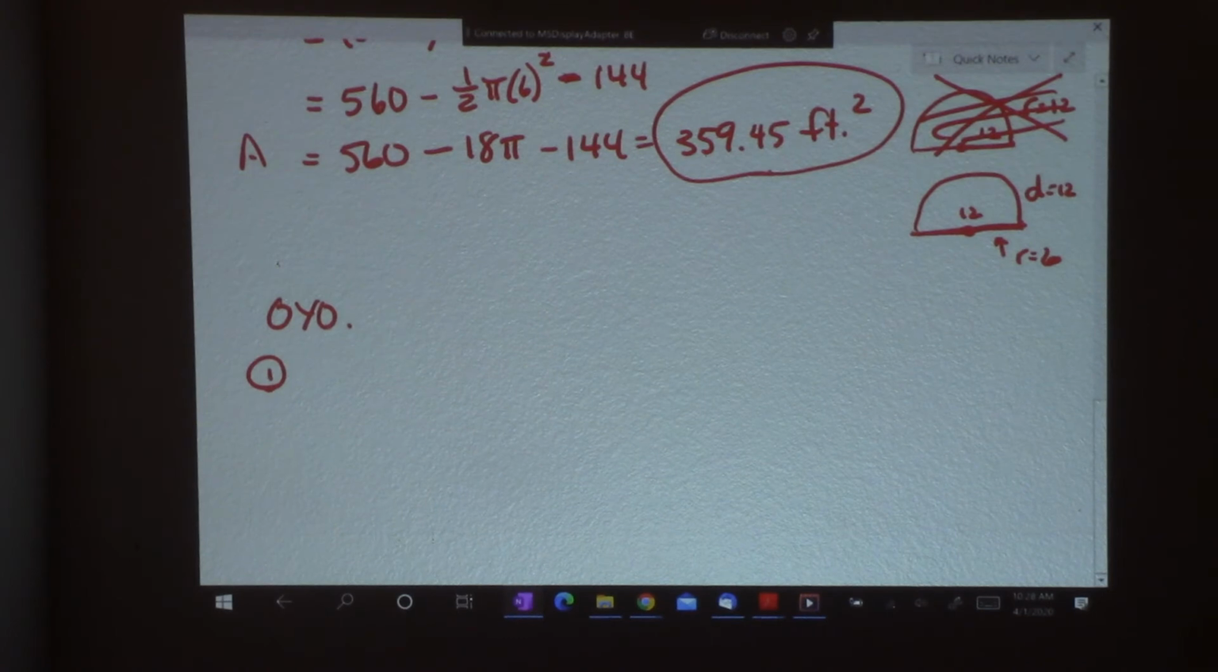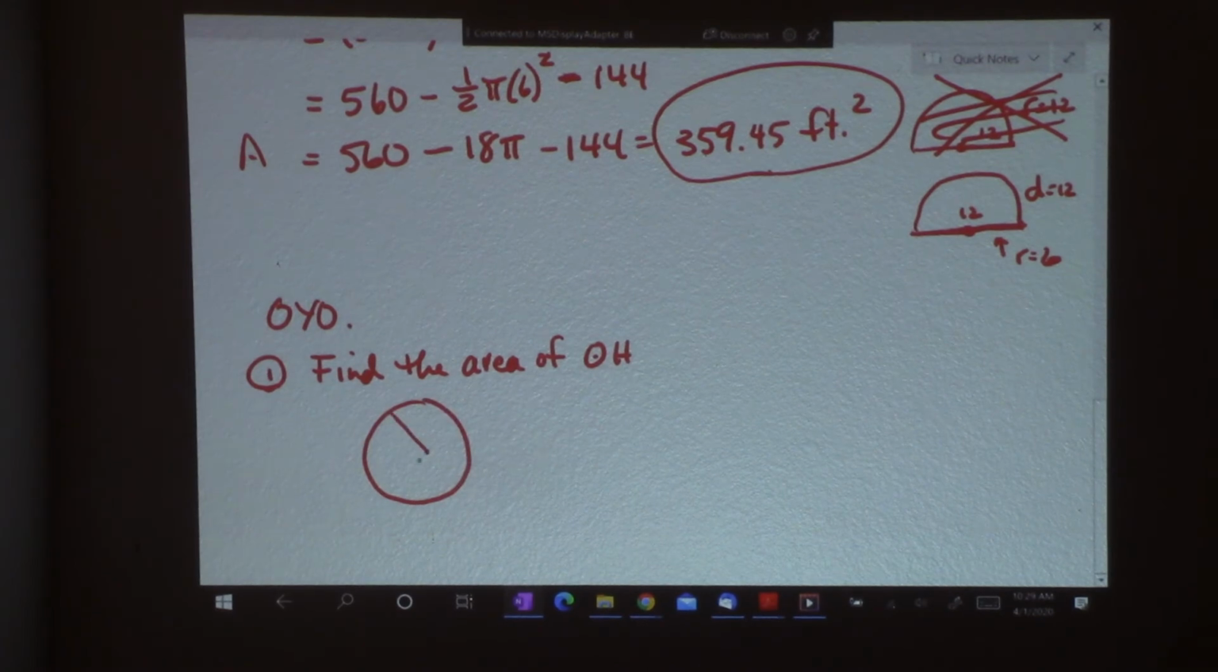So here's number 1. Find the area of circle H. This is 85 degrees, FGH, and this area here is 214.37 centimeters squared.